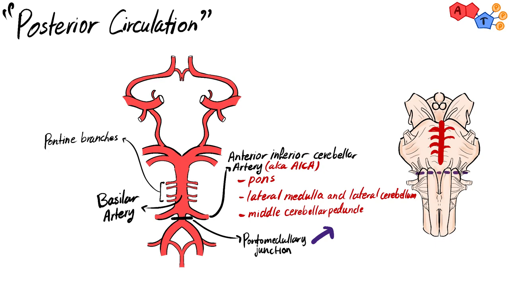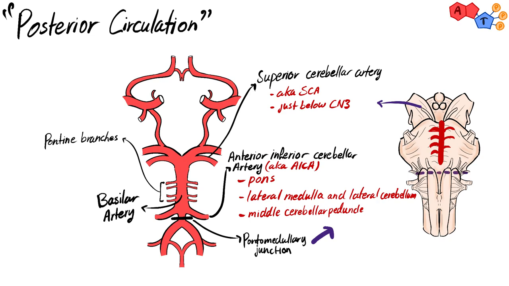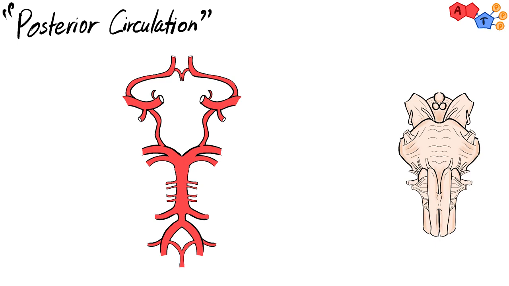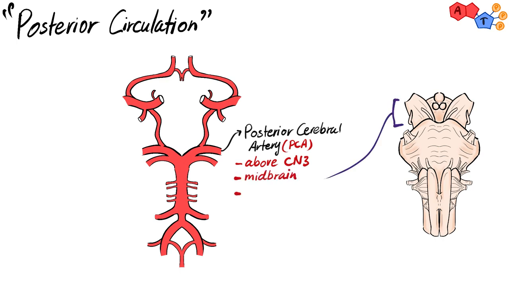The basilar artery will then give rise to superior cerebellar artery below the third cranial nerve. The superior cerebellar artery will supply the midbrain, upper side of the cerebellum, and superior cerebellar peduncle. Lastly, the terminal branches of the basilar artery are posterior cerebral arteries. They arise above the level of the third cranial nerve, and the posterior cerebral artery will supply part of the midbrain, part of the thalamus, and the occipital lobe.